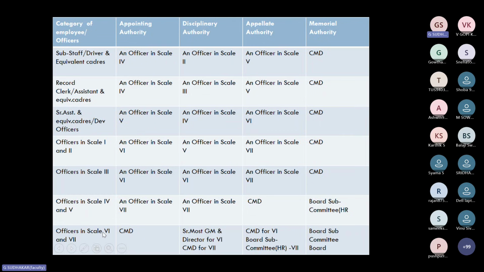For scale 6, who is the appellate authority? The appellate authority for scale 6 is CMD. Similar question, who is the appellate authority and memorial authority? The memorial authority for scale 6 is the board subcommittee. For 7, the appellate authority is the committee, the HR committee.